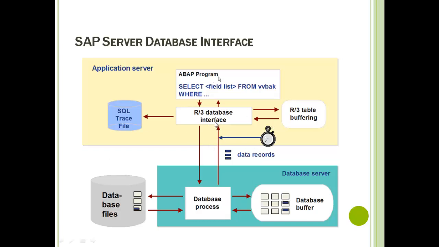This particular interface checks whether this information is available in this buffer. If it is not available, it goes back to the database and retrieves it, and it checks in fact the database buffer. If it is not there in the database buffer, then it goes to the database file and retrieves it from the file. Because retrieving from the buffer is far easier as well as faster, since it is inside the memory.